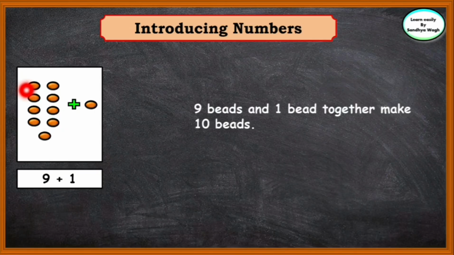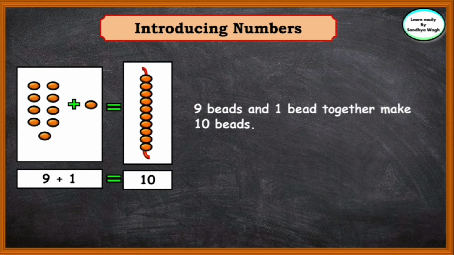Children, 9 beads are here. 1, 2, 3, 4, 5, 6, 7, 8 and 9. If we add one bead to it, then it makes 10 beads. So, 9 beads and 1 bead together make 10 beads.